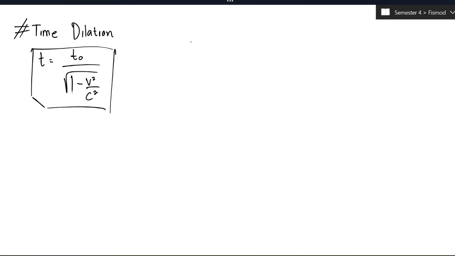But the question is, how do we actually get this formula? Okay, that is what we're going to do today. How do we derive this formula from the known facts and basic math that we have studied?